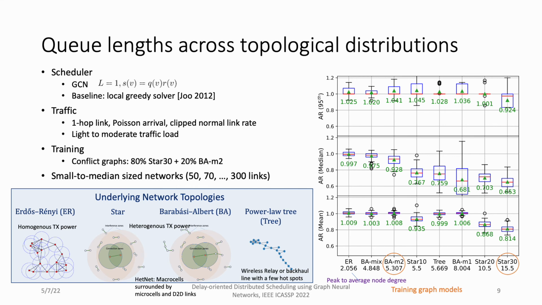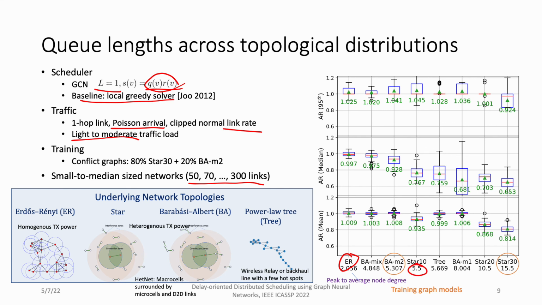Next, let's look at the performance of our GCN-based scheduler on different topologies. So here we have a single layer GCN with the input feature as the product of latency and link rate. So this is also the input feature, the input utility for our baseline scheduler, which is a local greedy scheduler. We generate random arrivals and random link rates to emulate the fading effects. And we set the traffic load as light to moderate. We tested our schedulers on small to medium sized networks with tens to hundreds of links. And here the x-axis shows the different graph models for the conflict graph: the Erdos-Renyi, star, Barabasi-Albert, power tree model. So these different models have different underlying network topologies.